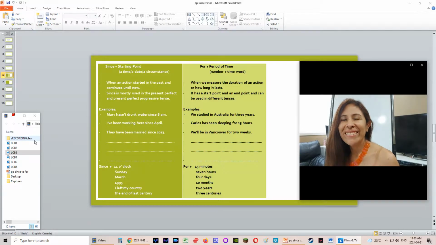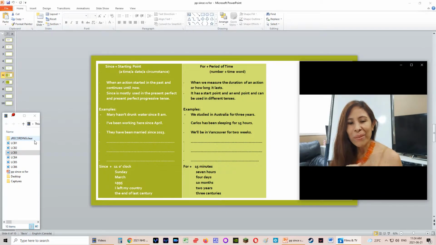So who can give me another example? Yes, Maddie? She's been sick since last year. Yes, she's been sick since last year. Very good, Maddie. Yes, Ian, another example? I haven't eaten since 12 p.m. Aha, very good. And Brooklyn? He's been reading since he finished breakfast. Excellent. Very good. Now, other alternatives to put after since could be since 11 o'clock, since Sunday, since March, since 1995, since I left my country, right? That would be a circumstance. Since the end of last century.